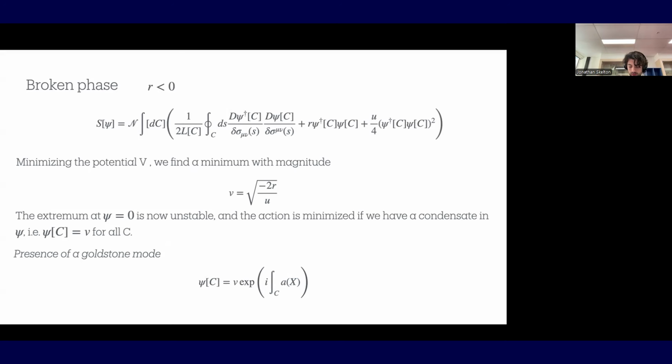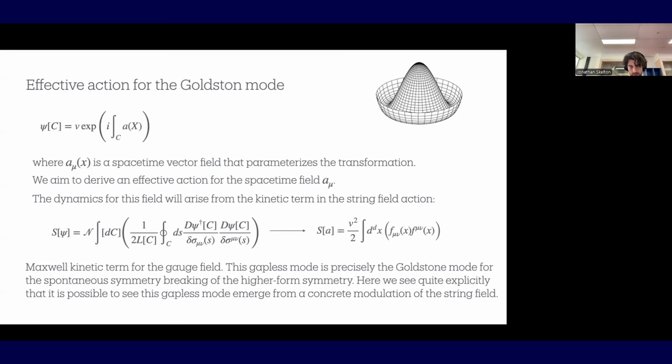But now we have a new minimum and we have a family of them. And as before, we can reparameterize the functional as this VEV times the exponential of i integral over A, where A now is a function of space-time. So that would be the analog of our constant boson before. If we want to really see the presence of the Goldstone as before, we can plug this into our quadratic action and expand it. So you plug this in and you want an effective theory for A.